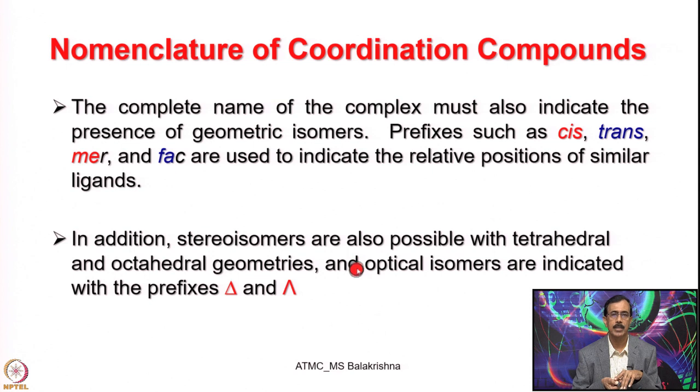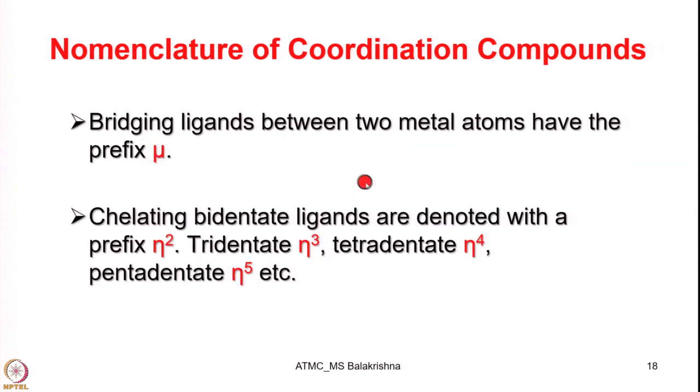In that case, there is a possibility of optical isomerism, then optical isomers also should be represented in the name by using prefixes something like this. So, one should use these symbols in front of optical isomers to denote the nature of the isomer. And if you have bridging ligands that bridge two metal centers, one should use the term mu here.